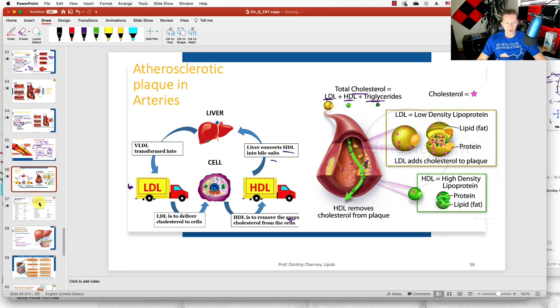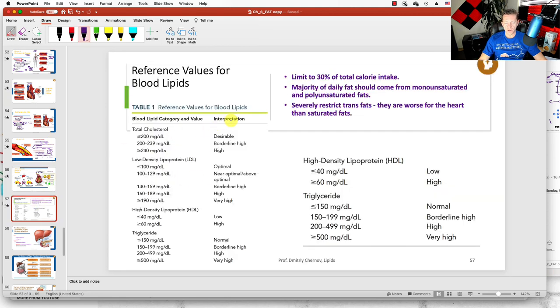All right, so everything here is just extra information, so you can look at that. This is the reference value for blood lipids, like total cholesterol below 200, LDL below 100, HDL, it is better to have above 60, but try to have it not less than about 40.